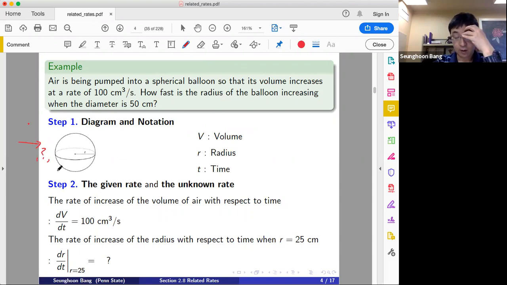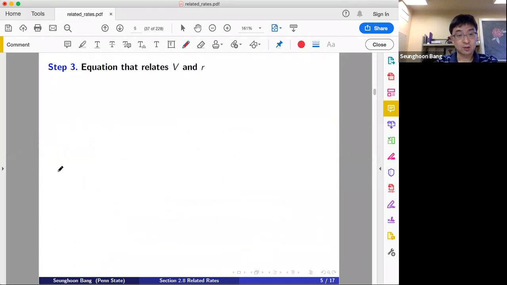Okay. So how about the other students? What do you think? What is the volume of a sphere? Do you have any idea? Yeah, the volume of a sphere is the following, so you need to memorize it. The volume V is 4 over 3 pi r cubed. This is exactly the equation that relates volume and the radius r.